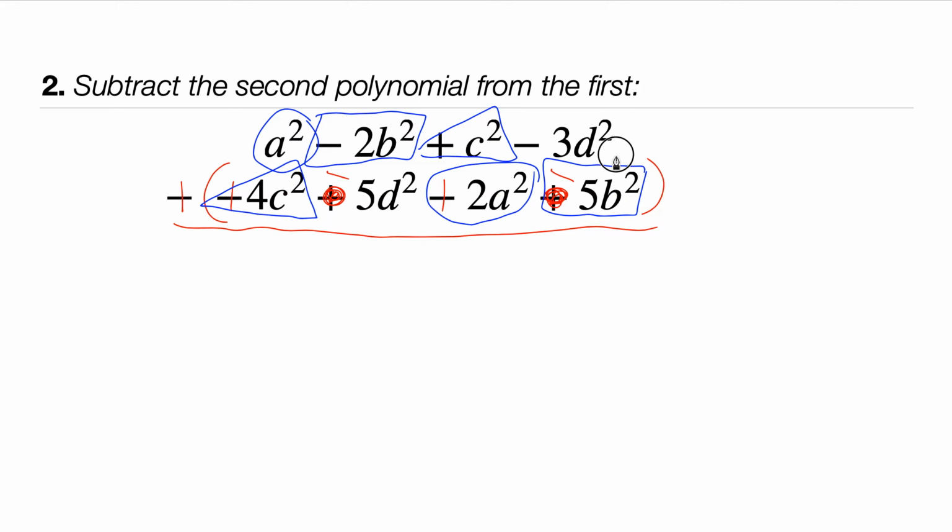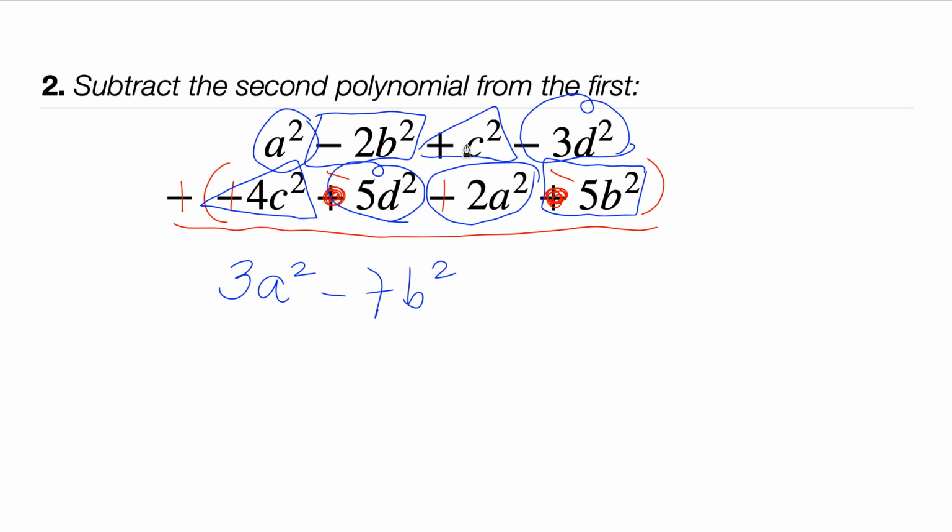And the d squared, let's put it in a circle with a single loop. D squared. Okay, so a squared plus 2a squared is going to give us 3a squared. Okay, and then 2b squared minus 5b squared. So they're both negative, so it's going to become 7, copy the sign, b squared.